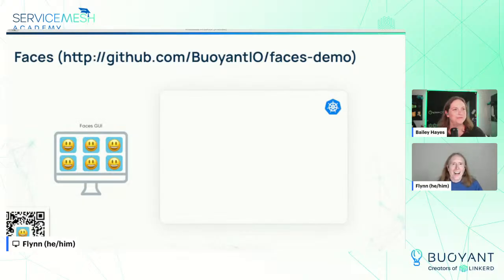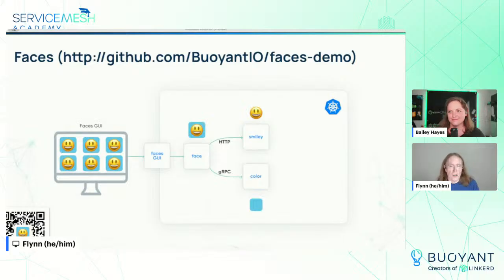All right, Faces is a pretty simple application. It starts with a web browser and a cluster. The purpose of the web browser is to show the GUI for Faces. The web browser will talk to the Faces GUI, which talks to a workload called Face, which talks to another workload called Smiley, and to another workload called Color. It talks to Smiley with HTTP, and talks to Color with gRPC. Smiley is supposed to return a grinning face. Color is supposed to return this blue color. The Face workload composites the two together and then hands them back so that that's what shows up in the browser. This is the thing we're going to install right now.